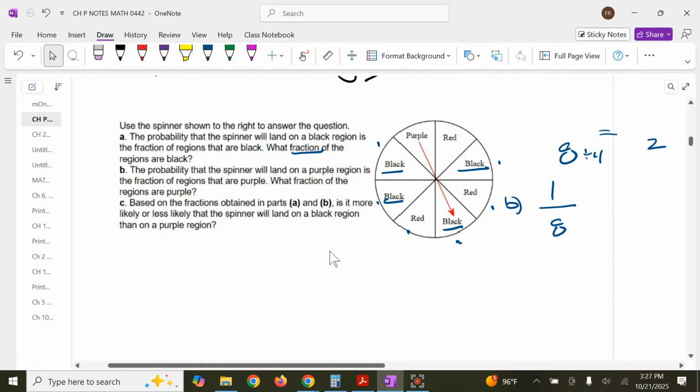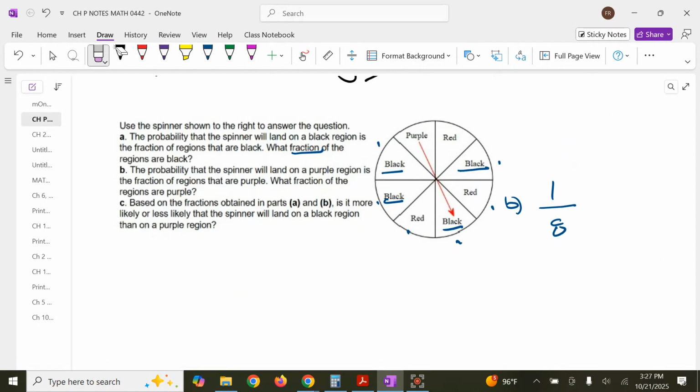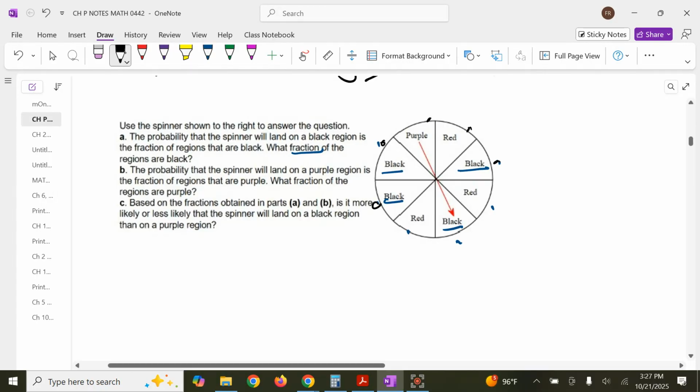All right. So let's take a look at this next question that we got here, y'all. And it says the probability that the spinner will land on the black is a fraction of the regions that are black. So, y'all, we're going to count. How many do we have total? 1, 2, 3, 4, 5, 6, 7, 8. So we have 8 that are total. And the number that are black are 4. 4 out of 8.